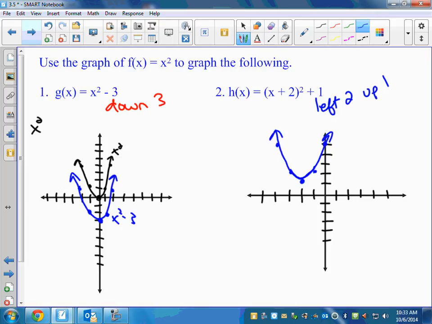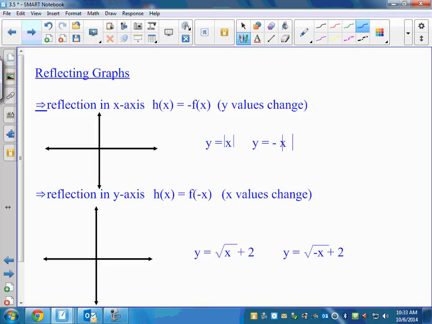Questions about left, right, up, down? We can also talk about reflections. If you throw a negative inside or outside the function, it's going to reflect it over the x or the y-axis. What you need to know is which one. If you're not sure, you can always draw a picture. But if you have a negative in front of the function, then it's going to flip over the x-axis.